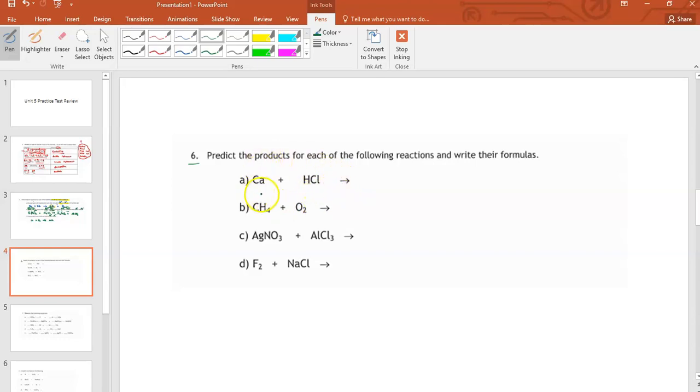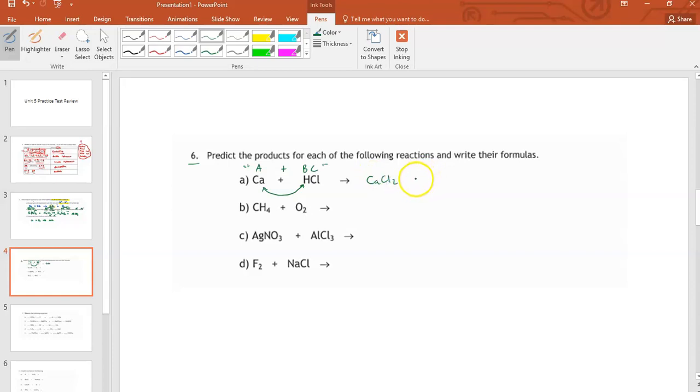So number 6A, it looks like we have one element by itself, and we'll call that A, and then 2 elements together, hydrogen and chlorine, as BC. This is like an A plus BC reaction, which you should recognize as a single replacement, which means our calcium and hydrogen, our cations, are going to swap spots. Now, calcium is a +2. Chloride is a 1 minus. So when those combine, it's going to be CaCl2.